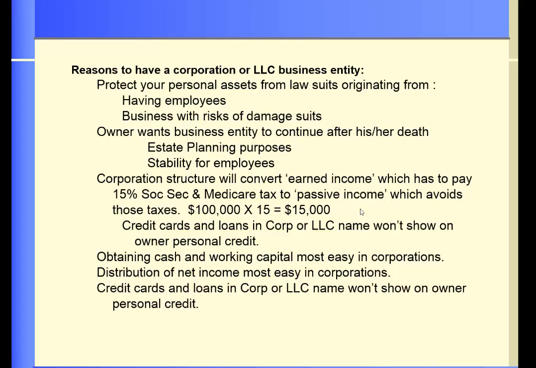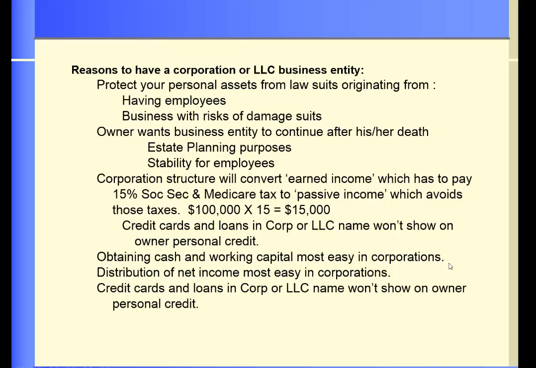And there's a lot of high production earners that set up a sub-S corporation and launder their income through the corporate structure to save that Social Security Medicare tax. Okay, credit cards and loans in the corporation or LLC name won't show on your personal credit. Obtaining cash and working capital is most easily done in corporations.